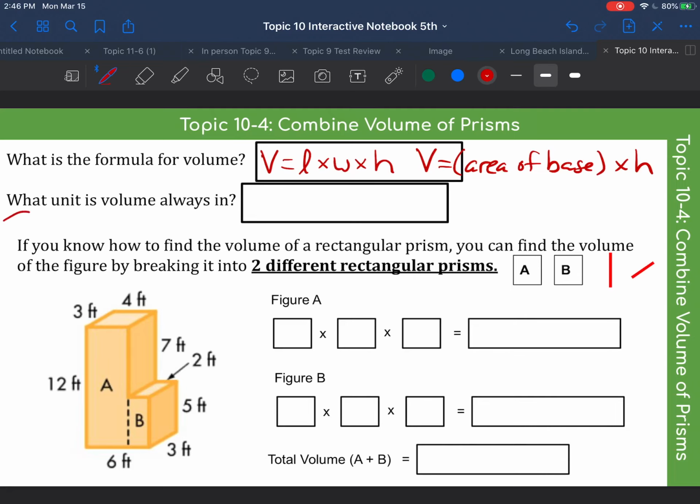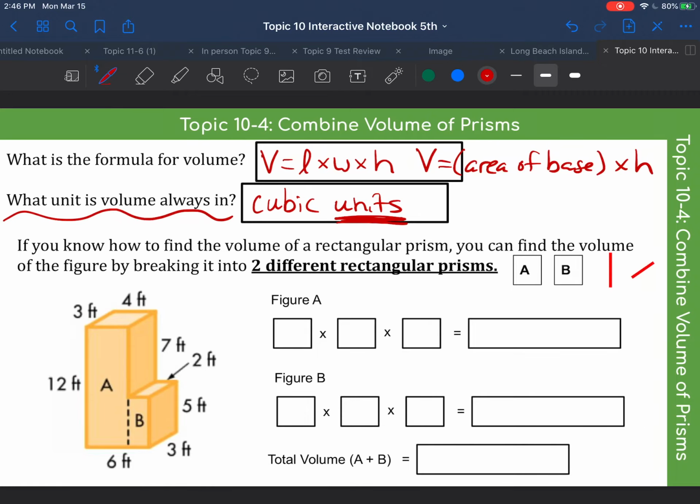Now, another thing that I wanted to go over is what unit is volume always in? Okay, we're multiplying 3 dimensions. So volume is always in cubic units. And again, if we know what that unit is, cubic yards, cubic feet, cubic inches, etc.